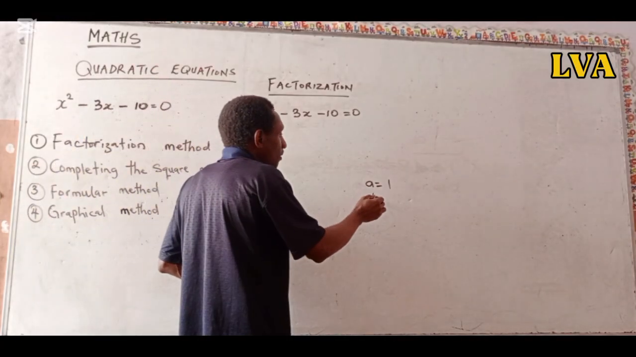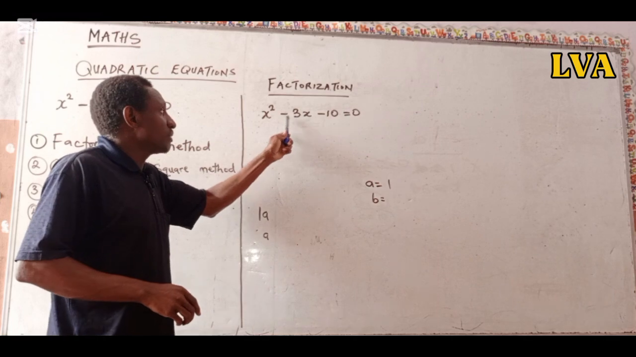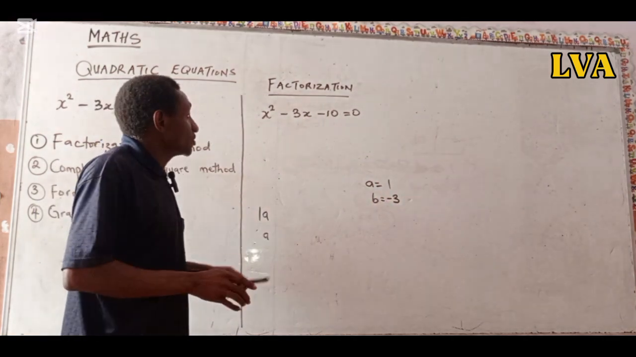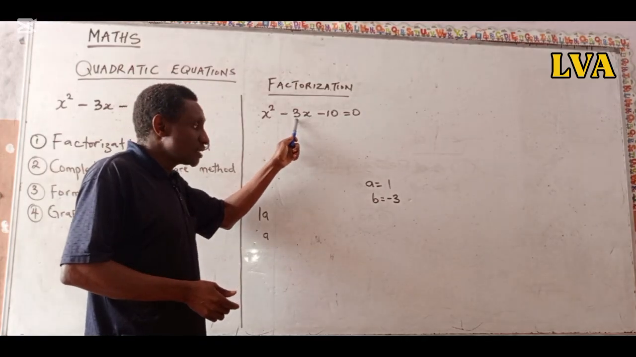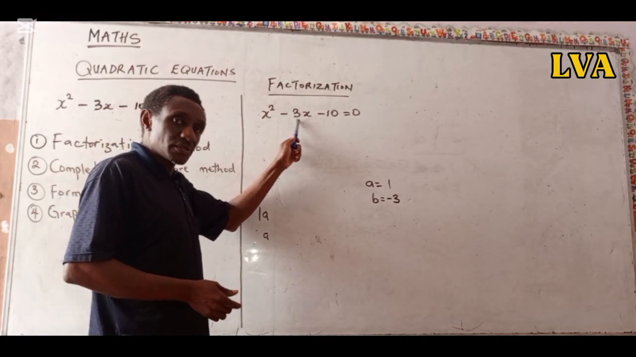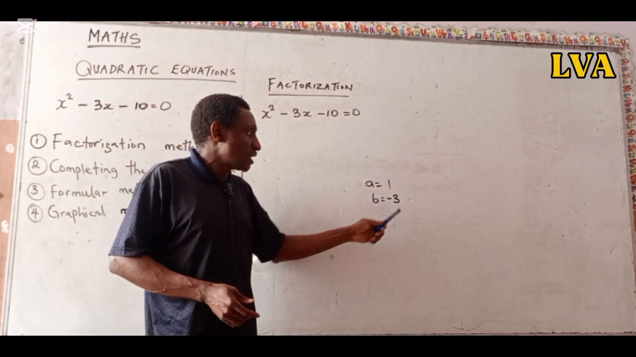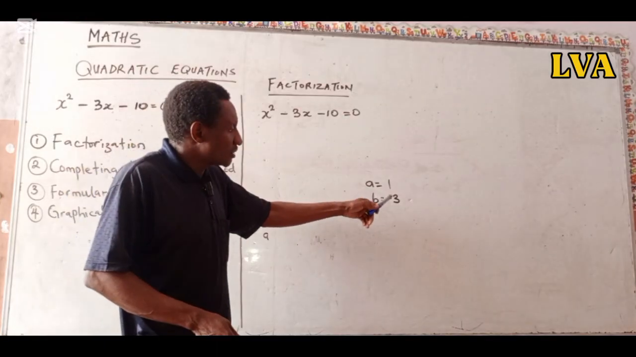And then our b, the coefficient of x raised to the power 1, is minus 3. Now don't make the mistake of just writing 3, because if you write just 3, you are wrong. The coefficient of x is not just 3, it's minus 3. This minus belongs to the 3. So the coefficient of x is minus 3, and we call it b. So that means our b is minus 3.